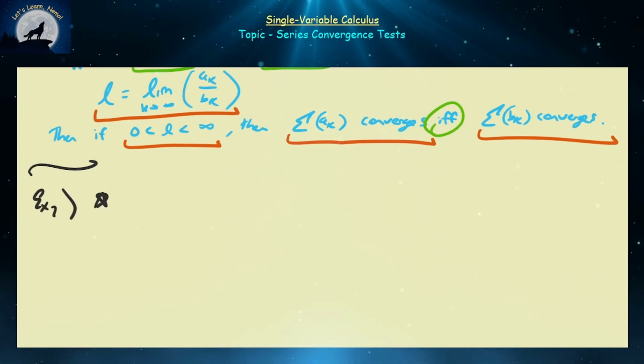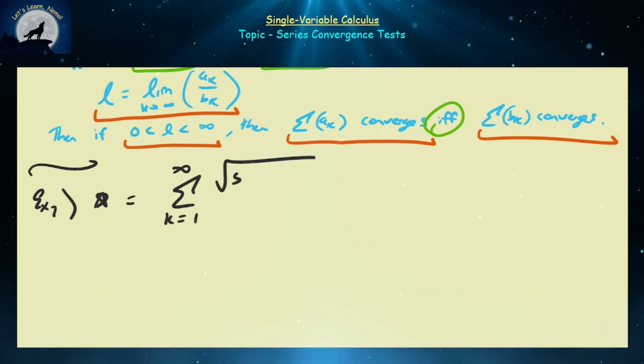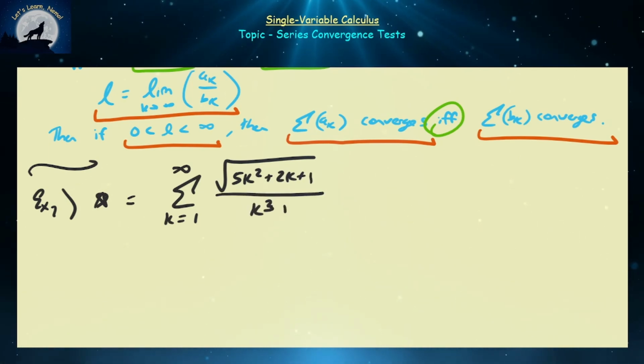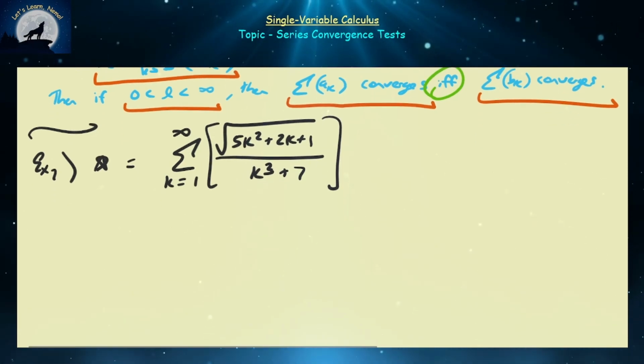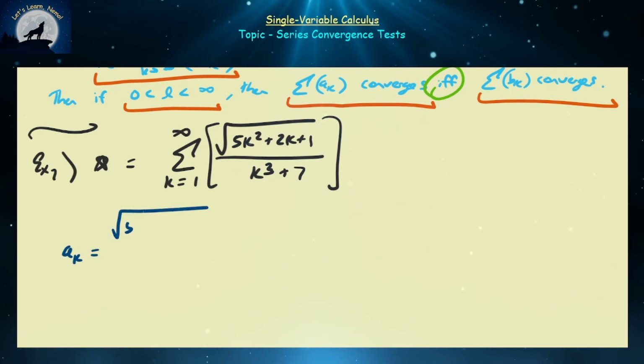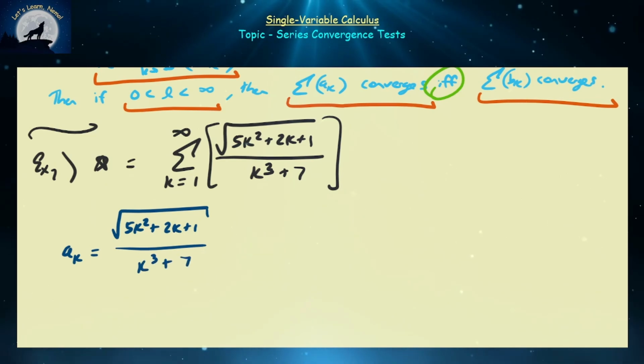So let's consider the series, the sum from k equals 1 to infinity of the square root of 5k squared plus 2k plus 1 all over k cubed plus 7. Since it's pretty much a rational function, looking at the leading terms is usually a good place to start for investigating the convergence or divergence of these types of series. So let's start naming our sequences. So a_k is going to be our series, the square root of 5k squared plus 2k plus 1 all over k cubed plus 7.